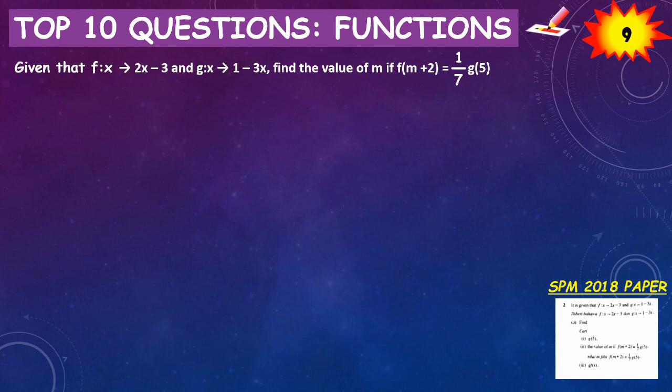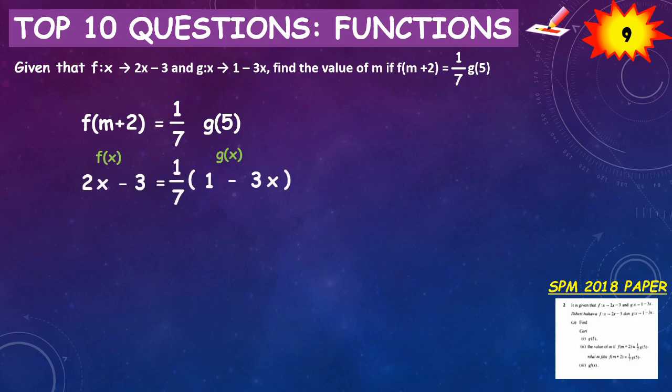Given f(x) equals 2x minus 3 and g(x) equals 1 minus 3x, find the value of m if f(m + 2) equals 1/7 of g(5). The question wants us to find the value of m. Let's write down the equation again. f(m + 2) equals 1/7 of g(5).